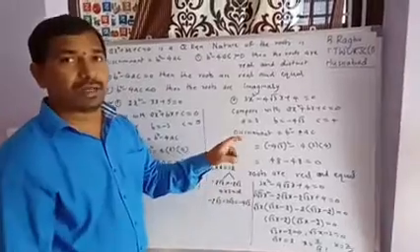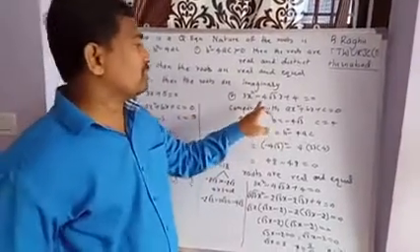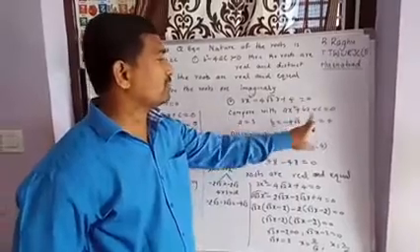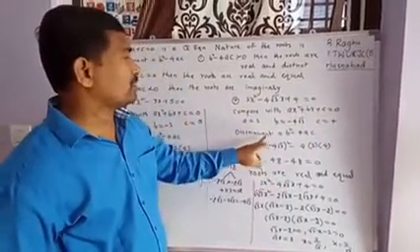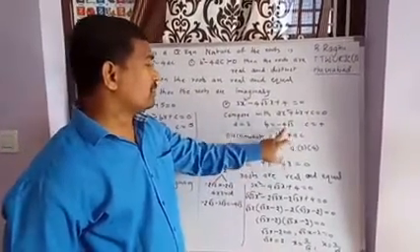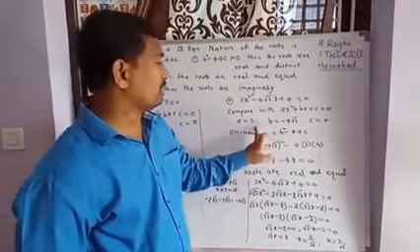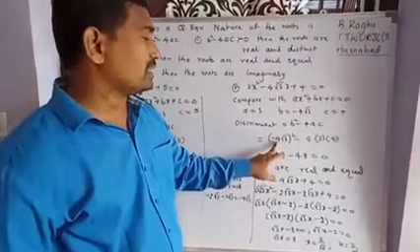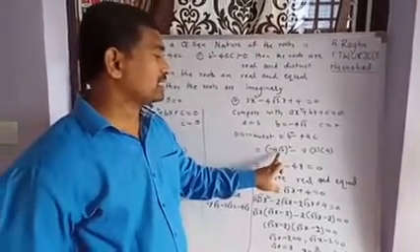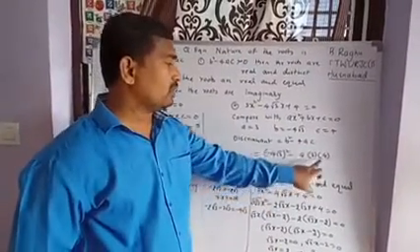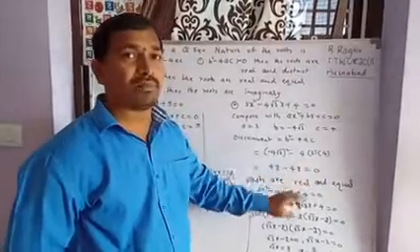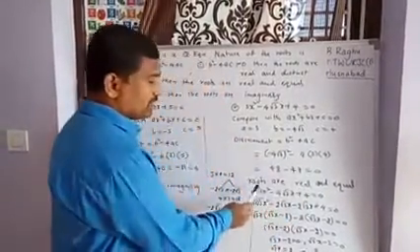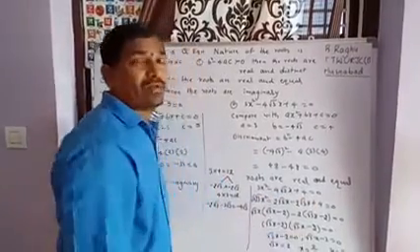Now let us take another problem. Here also, compare with the standard form: a equal to 3, b equal to minus 4 root 3, c equal to 4. So discriminant b square minus 4ac. Minus 4 root 3 whole square minus 4 into a 3, c 4. 16 into root 3 square, 3, 16 3 is 48. 48 minus 48, 0. So here discriminant is 0, then the roots are real and equal.